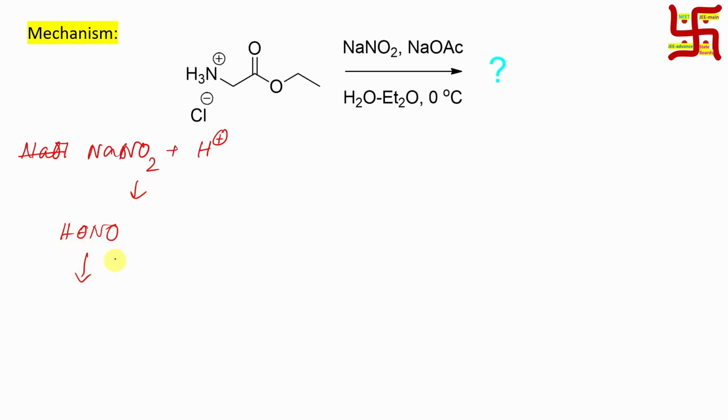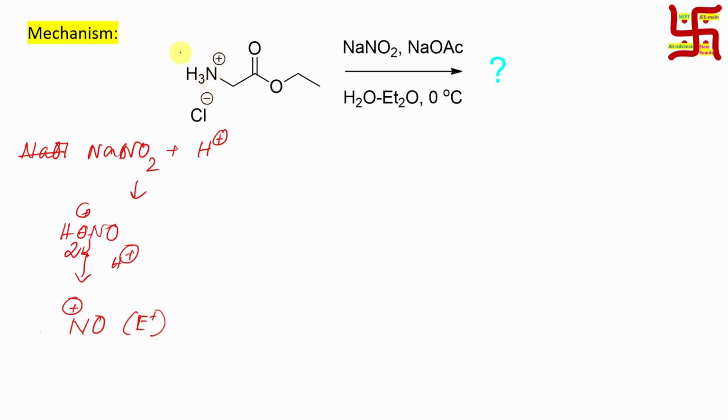Now next step, it will undergo protonation. So this OH will be protonated to OH2 plus, and later on it will leave with this bond pair, resulting in an electrophile formation, that is nitroso. Okay, so this nitrosonium ion is actually the electrophile which will react with amine.